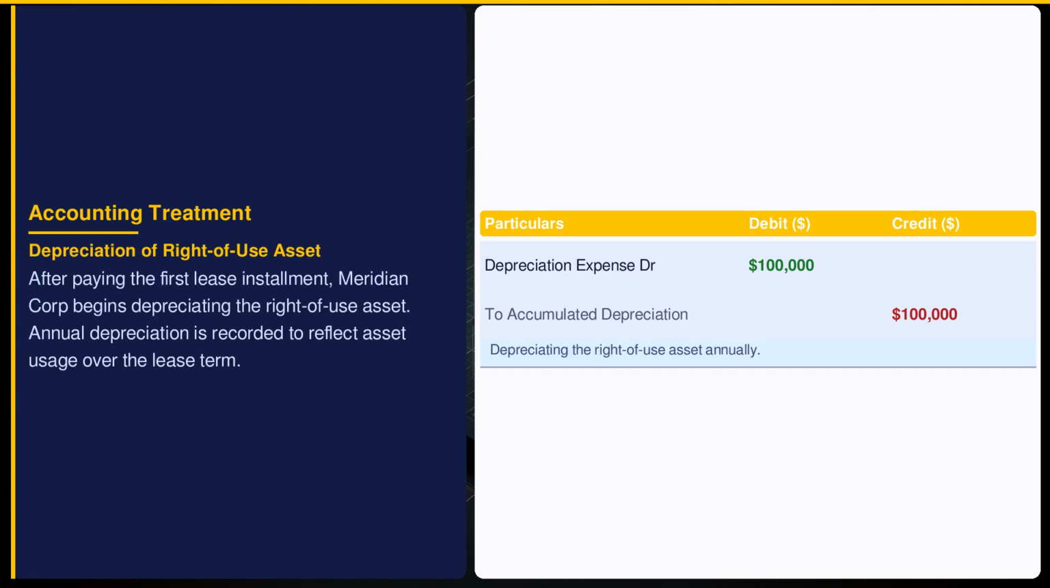The right-of-use asset is depreciated annually at $100,000, aligning with the lease term. This treatment under ASC 230 shows asset consumption on the income statement, reducing net income by the depreciation expense.